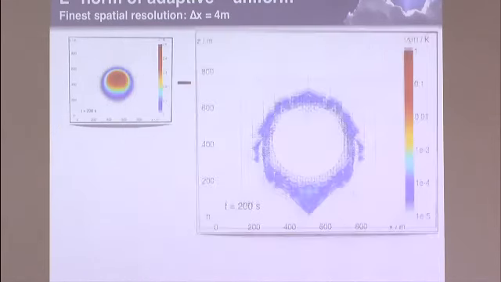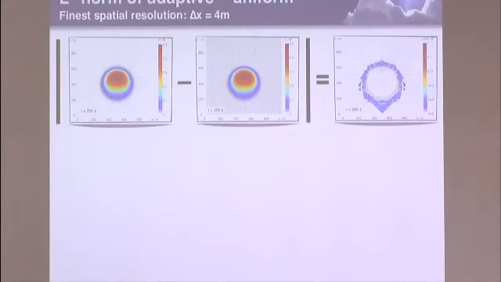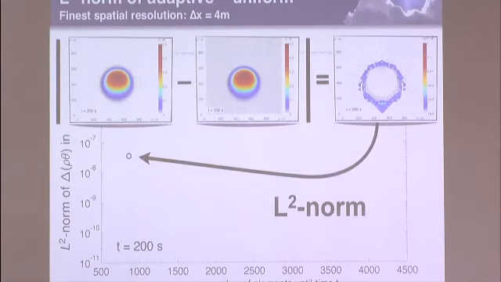Now I take this result and compute the L2 norm and draw it into this plot as a function of the average number of elements until this time I'm currently considering. It's, in this case here, 200 seconds. In this situation that I'm showing you, about 900 elements were used on average during the first 200 seconds of the simulation.